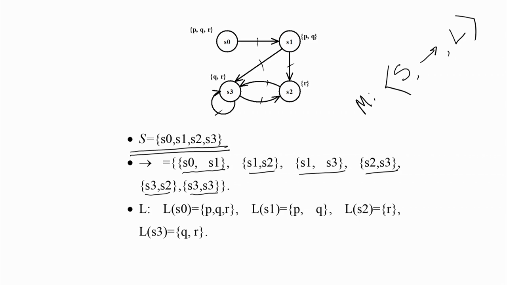Now, what is the labeling function? By looking into the labels, you can say that the labeling function is defined like that. If I am using a set of atomic propositions as P, Q, R, in that particular case, you find that the labeling function at state S0 is P, Q, R. Similarly, the label of S1 is P and Q. The labeling function at S2 is R, and the labeling function at S3 is Q and R. That means state S3 is labeled with the atomic propositions Q and R, and it indicates that the atomic propositions Q and R are true in this particular state S3. This is the notion about the truth values of atomic propositions.